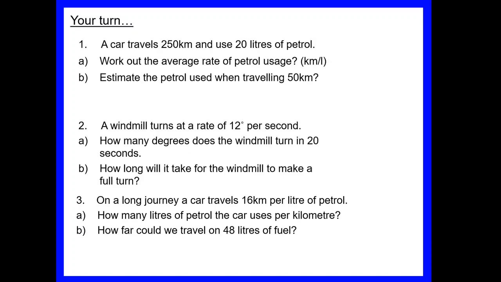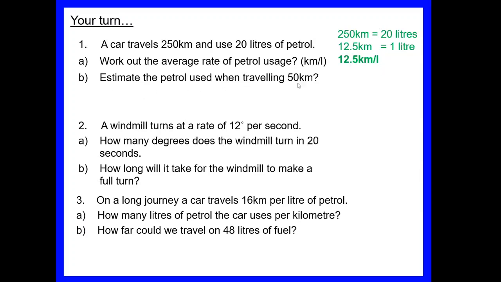Okay, let's have a look at the solutions then. So we've started off with 250 kilometres equals 20 litres of petrol, so we've written our statement at the top. We want to know the average rate of petrol usage in kilometres per litre. So that's kilometres for 1 litre. So we put 1 litre underneath the 20. To get from 20 down to 1, we've divided by 20. So we've divided both sides by 20. And we get 12.5 kilometres per litre.